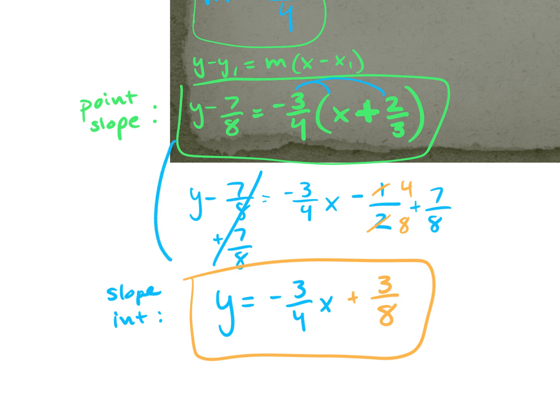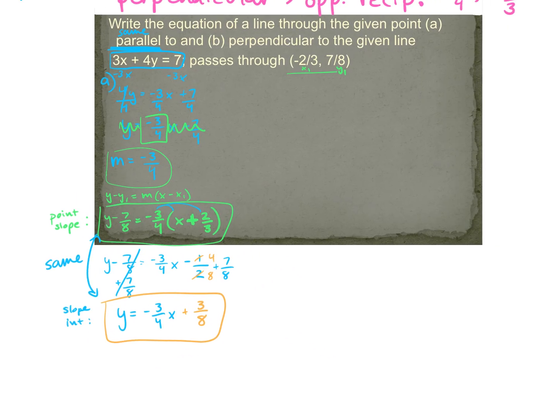So these are both correct answers. They're talking about the same line, they're just written a little bit differently. Next thing we're going to do is find the equation of a line that's perpendicular to this one.